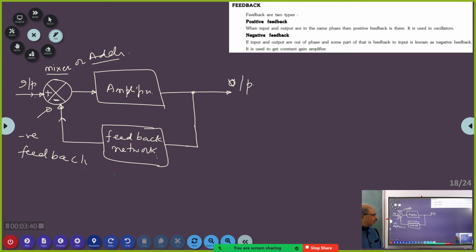Why negative first? Because I want to have a concept called negative feedback. Negative feedback means a part of the output I am feeding out of phase with the input. For example, yesterday I gave an example. Your friend is depressed and he wants to start drinking. Now, what are you going to do? You are going to tell him, don't drink. That means you are giving negative feedback to him.